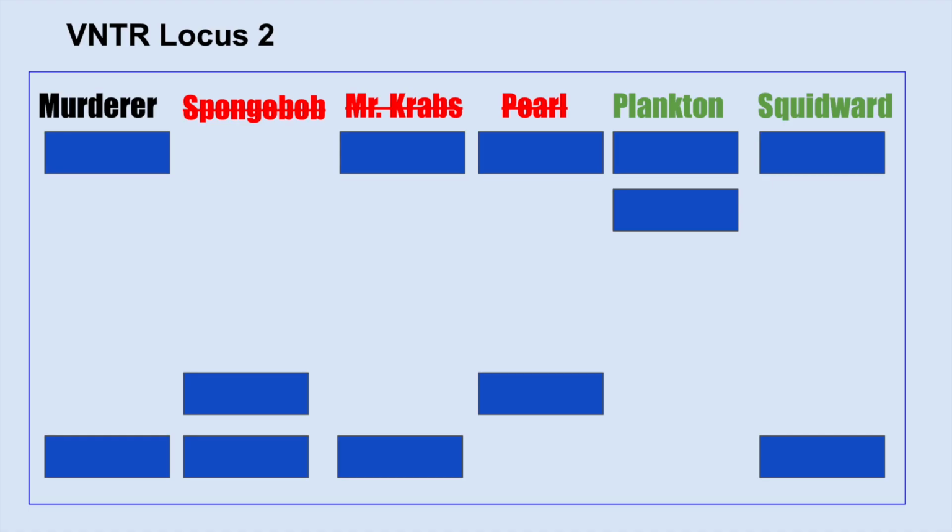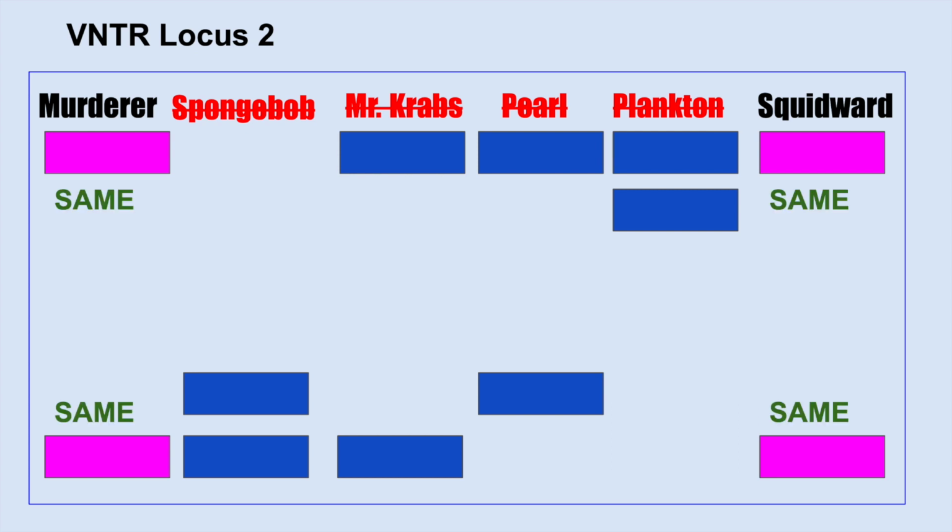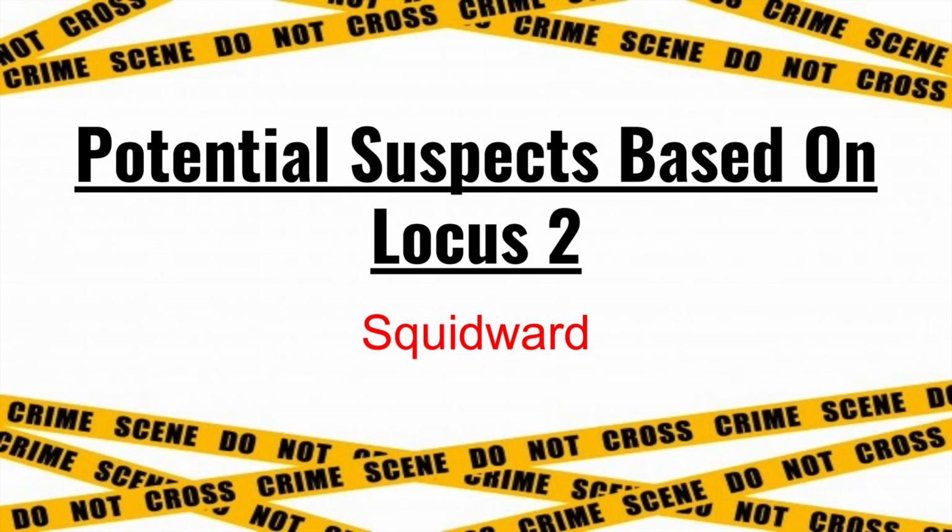Let's look at our prime suspects, Plankton and Squidward. Here we see Plankton's alleles don't match the murderer's alleles for VNTR locus 2. This means that he can't be our criminal. Squidward, on the other hand, has a banding pattern that matches the murderer's exactly. His alleles matched perfectly for both loci, meaning that he could have left the hair.